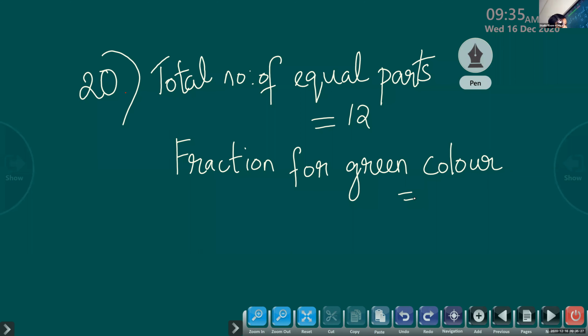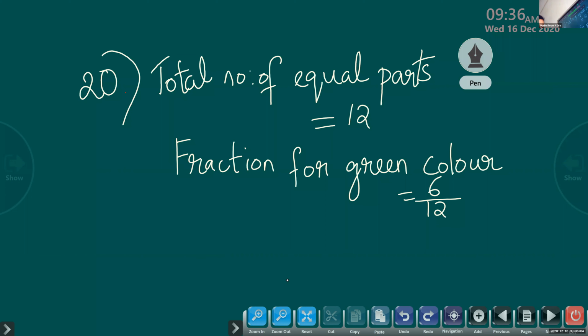Akshaj, tell me how many green color are there in question number 20? Count and tell me. Mabel, can you tell me how many green color are there? 6. So how can we write it as a fraction? 6 by total number, 6 by 12.